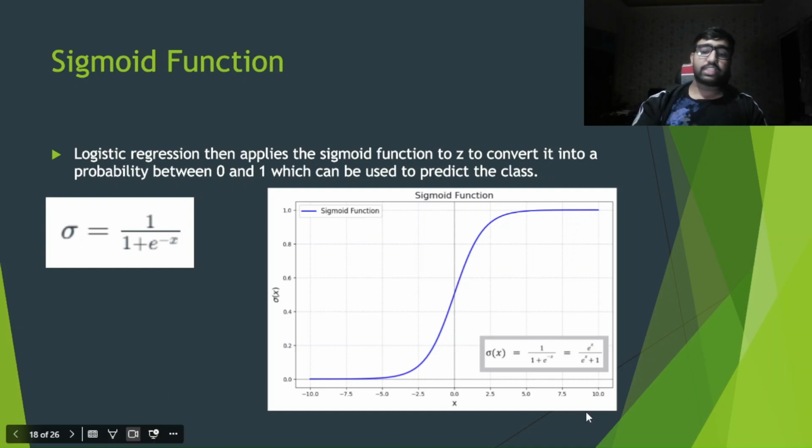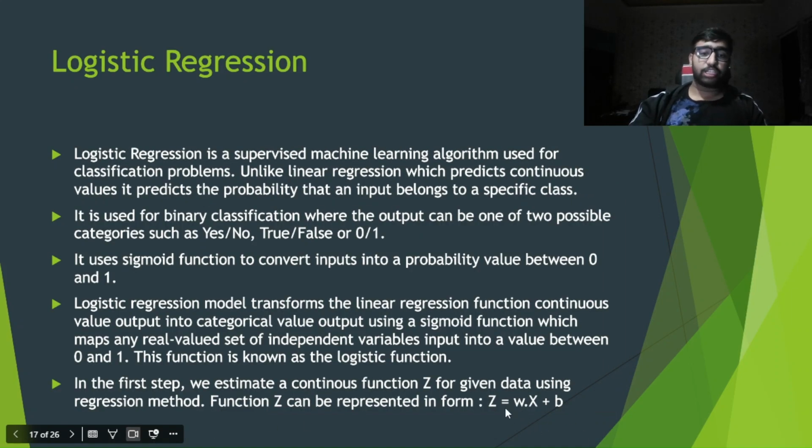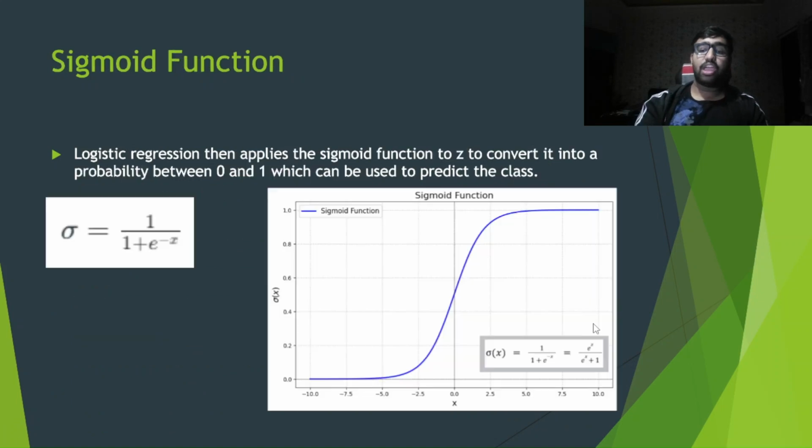So once we have found this continuous function z using linear regression, we pass this function to the logistic function. The logistic function, or the sigmoid function, is given here as 1 upon 1 plus e raised to the power minus z. Here the power of e, minus z, is the continuous function which we have passed to this function, and we have estimated that continuous function using the regression methods.